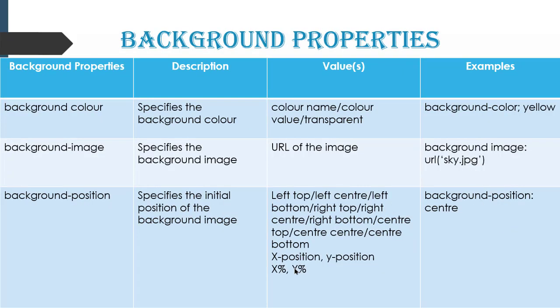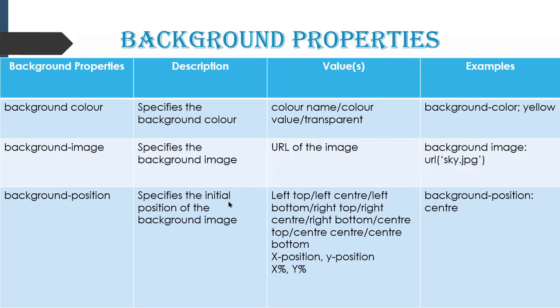Okay. There are some background properties available in HTML5. You can specify a background color in an HTML document. Background color specifies the color of the background. You can give color name or you can also give color value. Background image specifies the background image. Students, by using this property, you can give an image as the background of your HTML document. For this, you have to write the URL of the image.